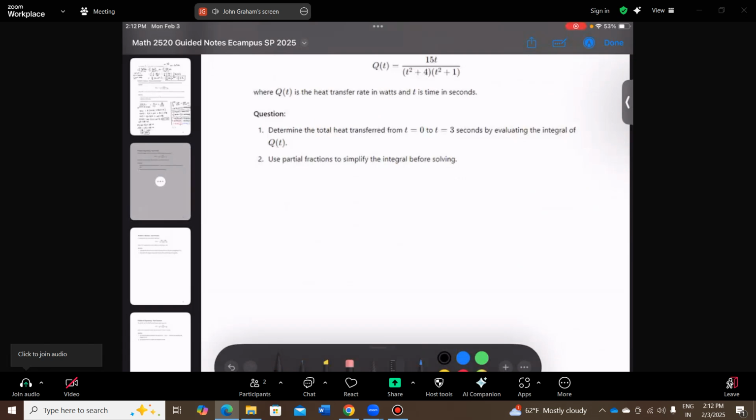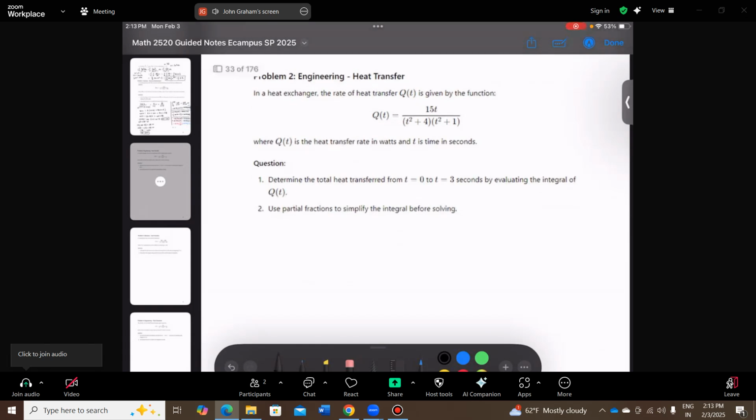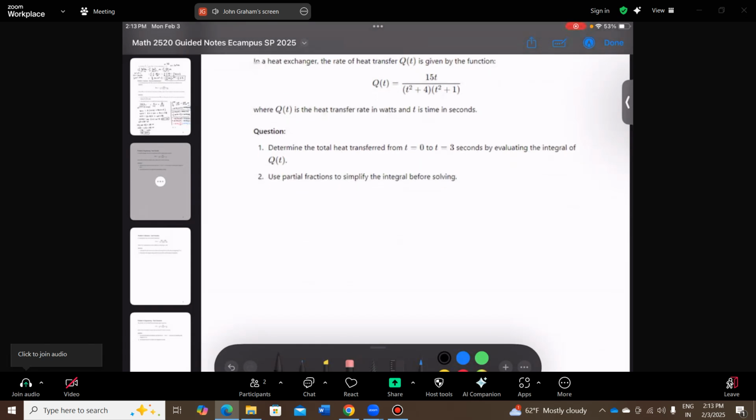Okay, in the next one, I went too far. In a heat exchanger, the rate of heat transferred is given by the function Q of t equals 15t over t squared plus 4 times t squared plus 1. We'll determine the total heat transferred from 0 to 3 seconds by evaluating the integral. But first we have to use partial fractions for this integral.